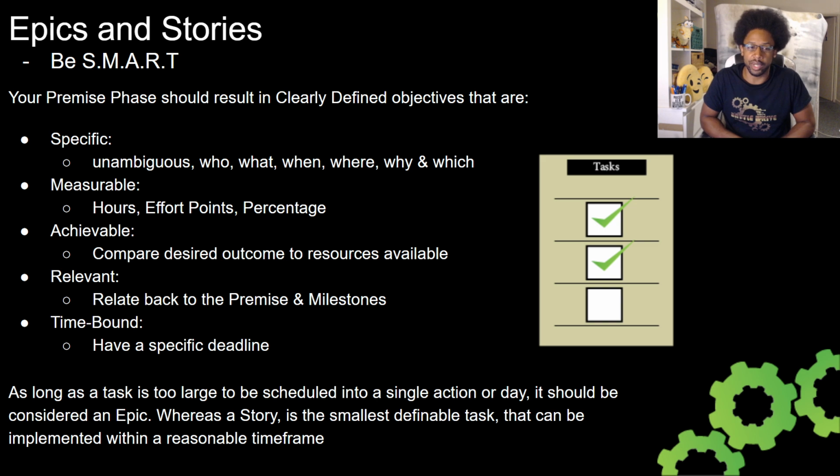We talk about making sure it's achievable. So achievable in this context is compare desired outcome to resources available. Yes, you want to make this game with all of these cool features, but is that even possible? Do you have the skills to do that? Do you have the people? Do you have the time? Do you have the money?